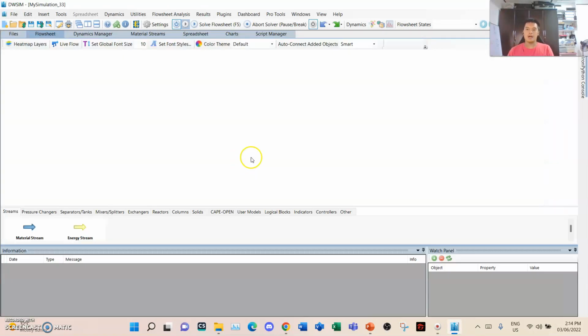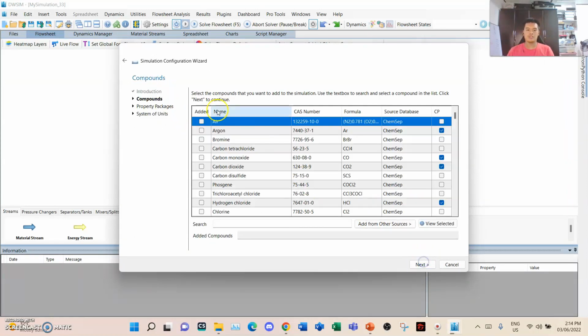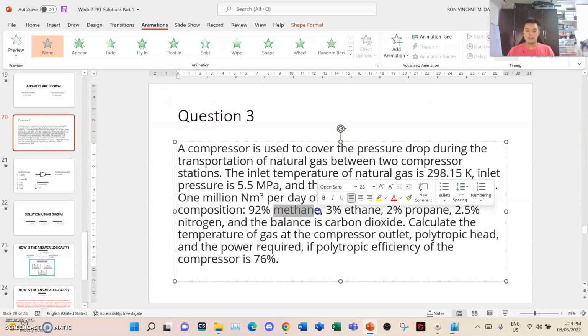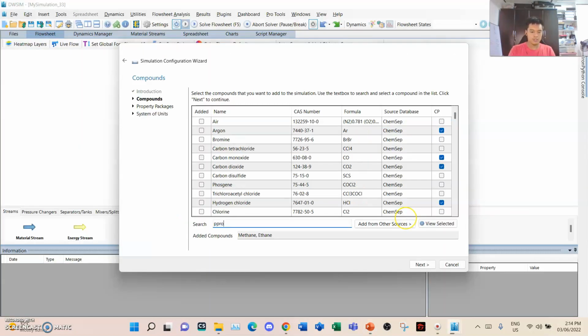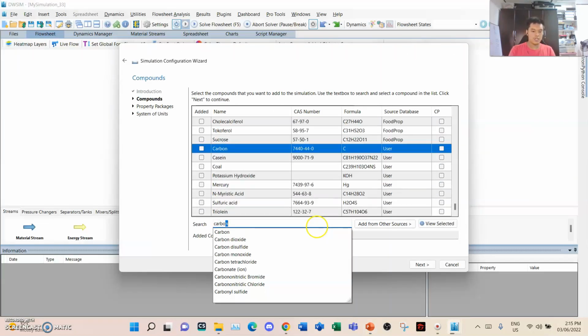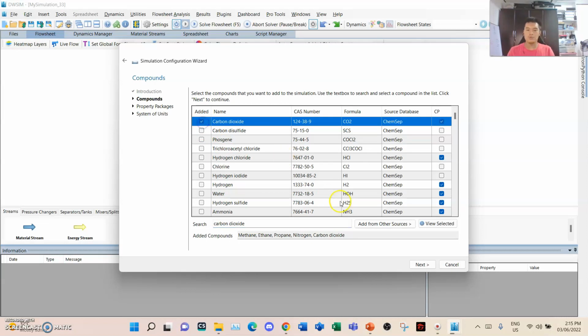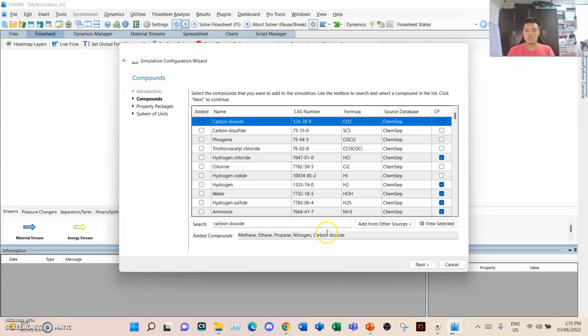Then we need to specify our system properties. So what are our compounds? Simple: methane. So we'll search here methane. Include ethane. Include then propane. Include nitrogen, and lastly carbon dioxide. Double check: methane, ethane, propane, nitrogen, carbon dioxide.